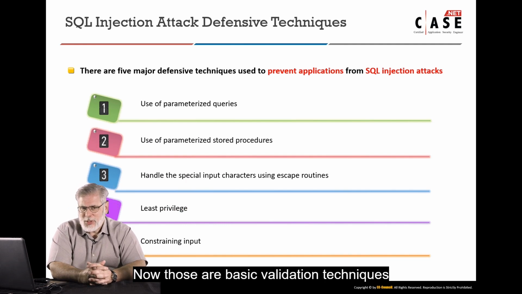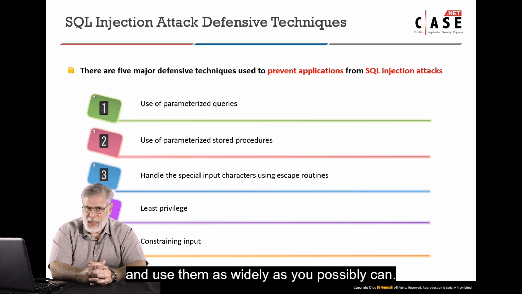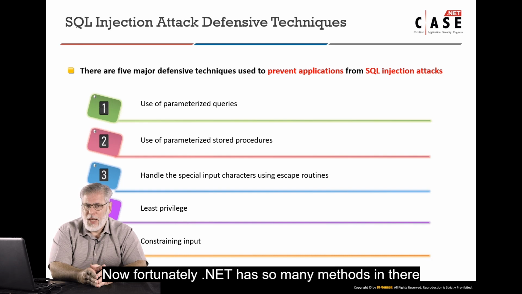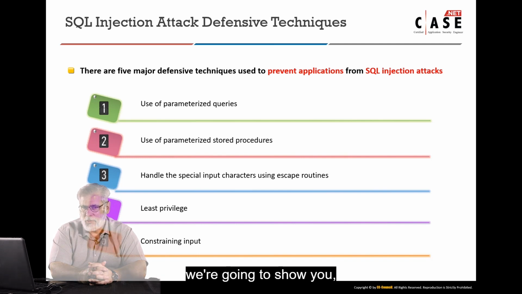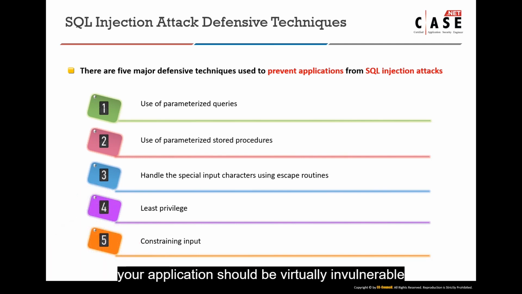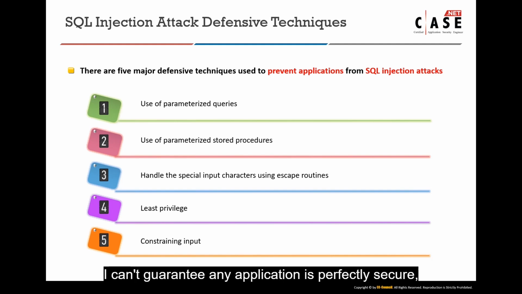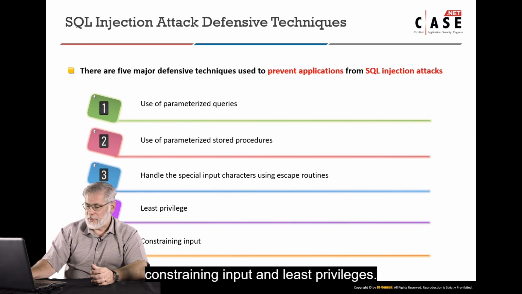Now, those are basic validation techniques, and all of your applications should implement these and use them as widely as you possibly can. But let's start talking about specific attacks now. How do we stop SQL injection? Now, fortunately, .NET has so many methods in there that will stop SQL injection that if you simply follow everything we're going to show you, your application should be virtually invulnerable to SQL injection. I can't guarantee any application is perfectly secure, but yours will be as close as it can be. We're going to talk about parameterized queries, parameterized stored procedures, special input characters, constraining input, and least privileges.